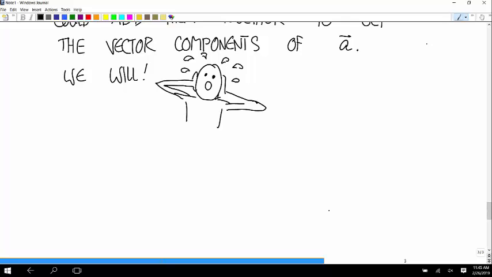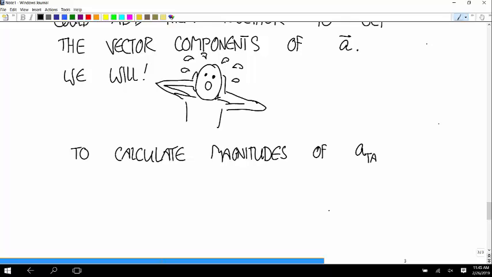So in order to give you those formulas, I have to define a couple of new quantities. What we're doing is, to calculate the magnitudes of the tangential acceleration and the centripetal acceleration, I need to introduce angular quantities, angular representation of motion.